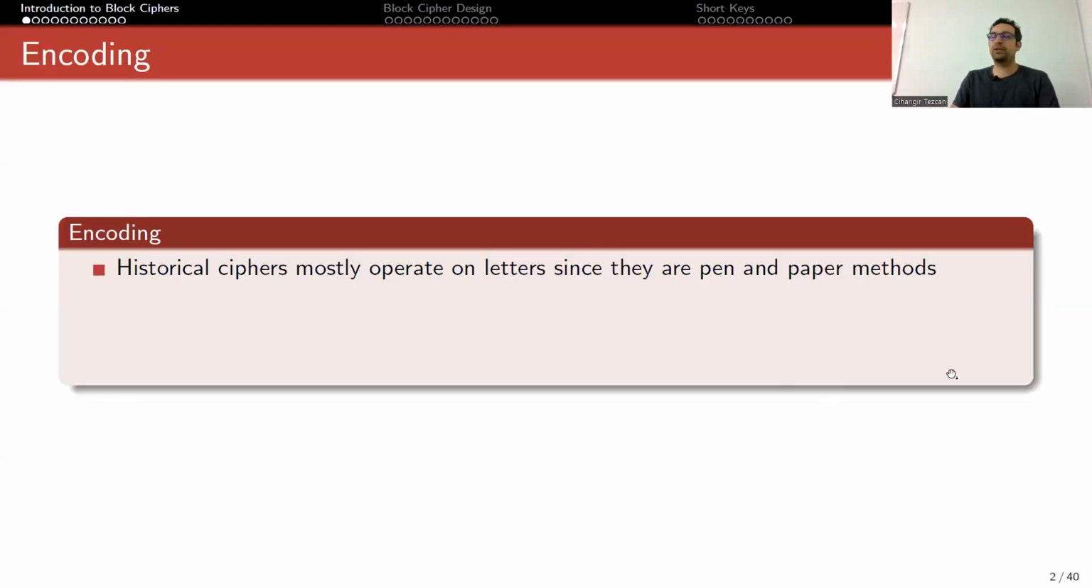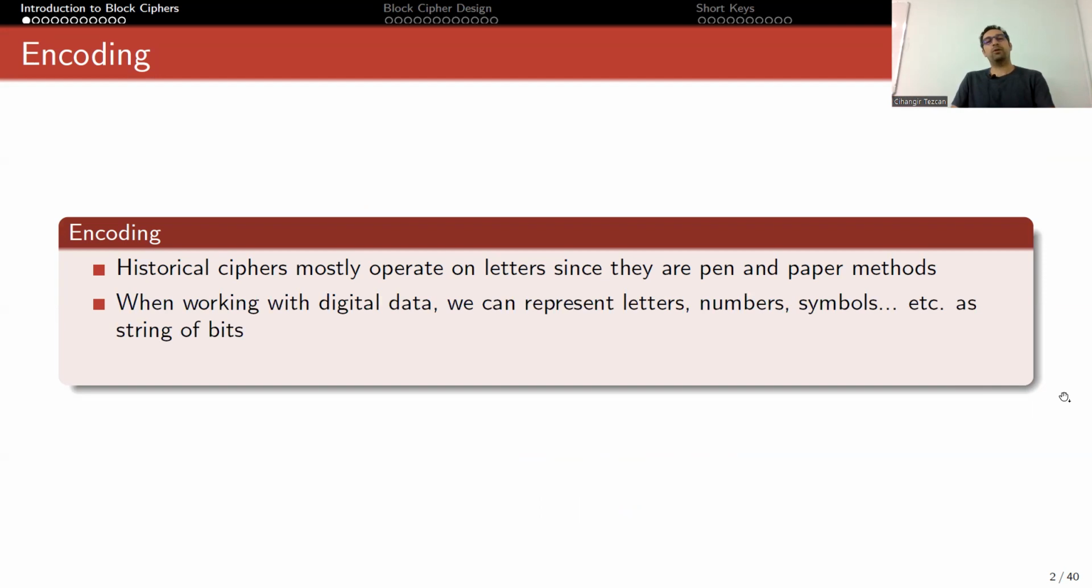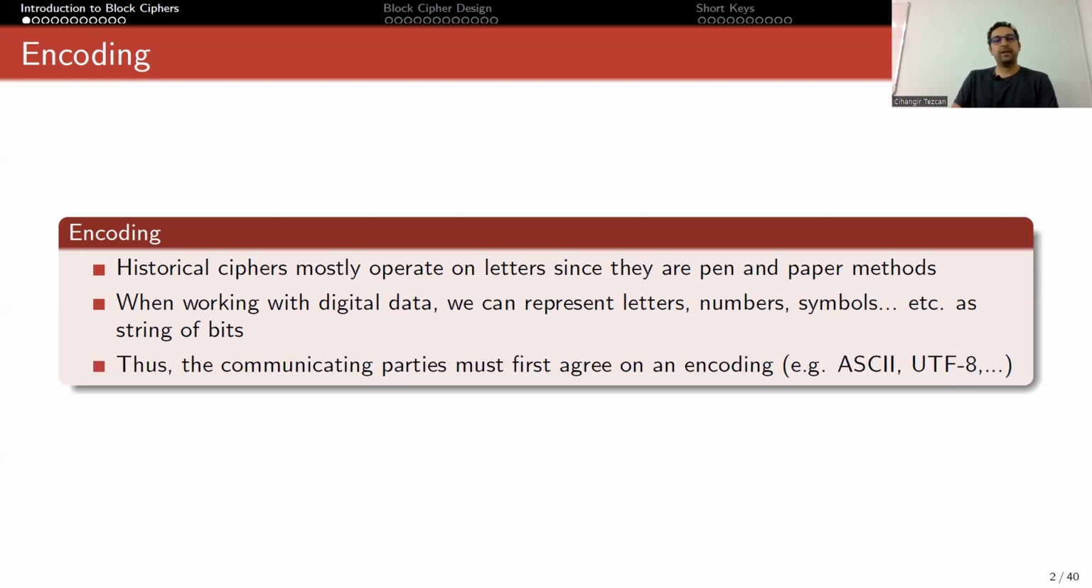So first we have to agree on the encoding, okay? In order for people or devices to communicate, they have to agree on the language, right? So here encoding is what we are going to tell it. Historical ciphers mostly operate on letters since they are pen and paper methods. When working with digital data, we can represent letters, numbers, symbols, etc. as strings of bits, right? Thus, the communicating parties must first agree on an encoding. This is why we have standards, right?